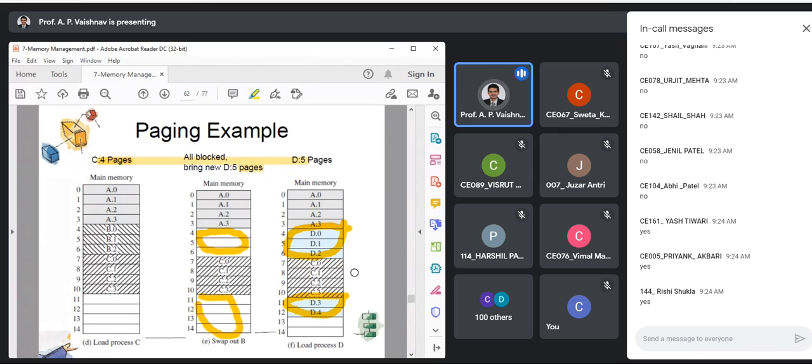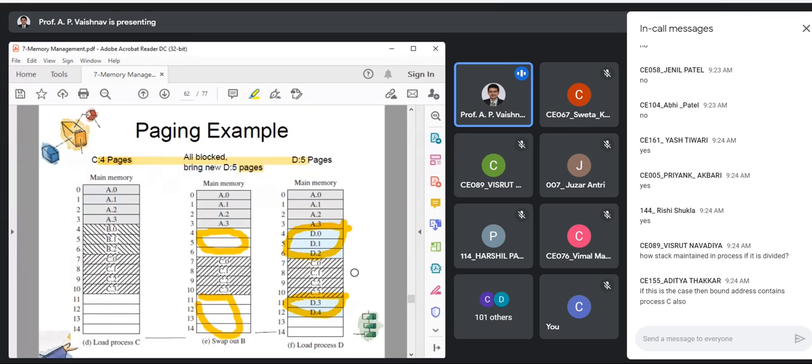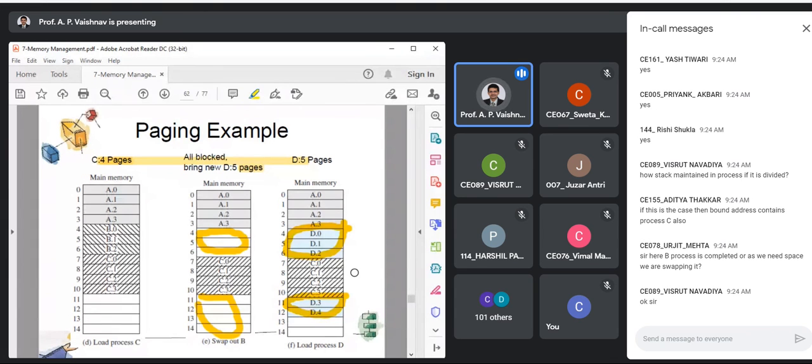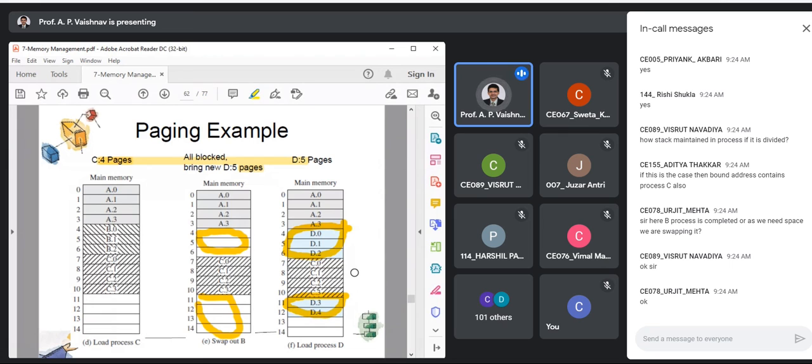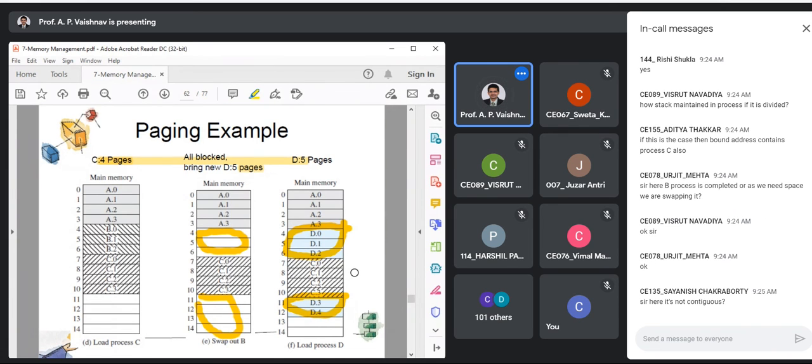Vishnu, are you clear with that question? How is the stack maintained? We are going to see the data structure that maintains this. Is process B completed, or is it because we need space? It is not completed. It is just that your replacement algorithm has decided that you have to swap out B. It is not contiguous, that's correct.